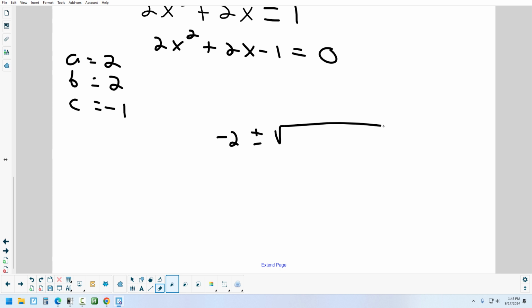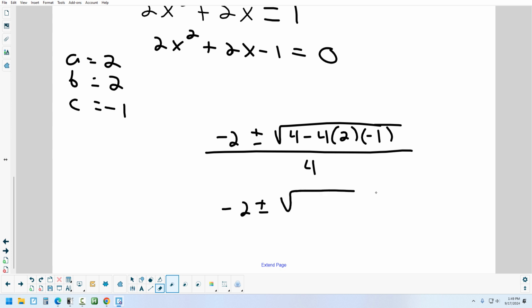Square root of b squared, which is how much? 4. So b squared, 4, minus 4, that 4 is from the formula, times a, which is 2, yep, times negative 1, times c. And we're going to divide that all by 2 times a, which is 2 times 2. Yep. All right, so we got negative 2 plus or minus the square root of.